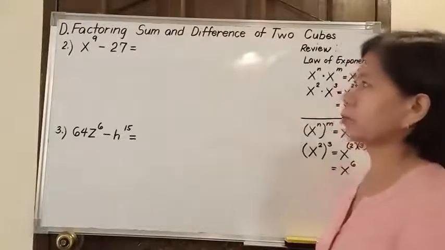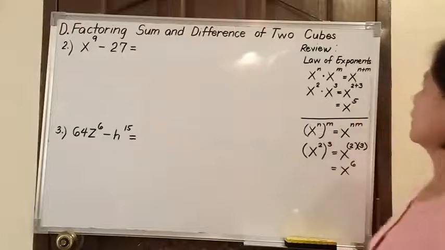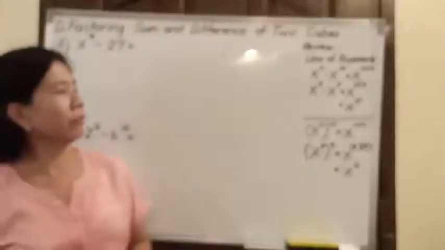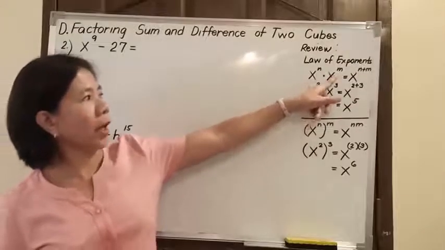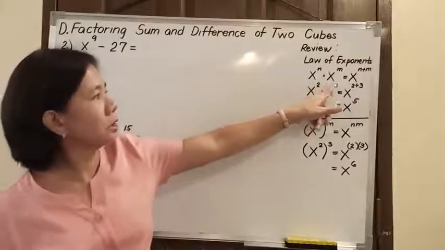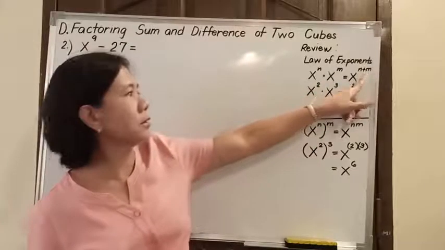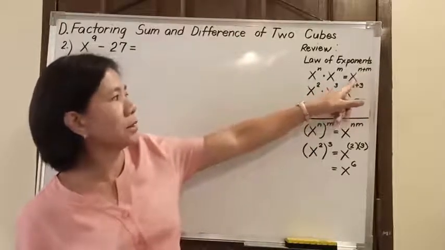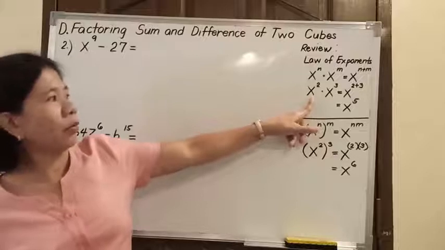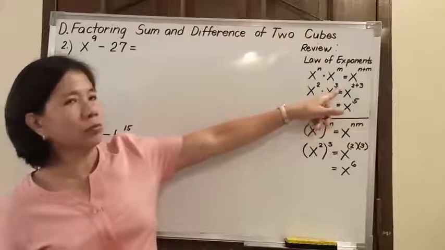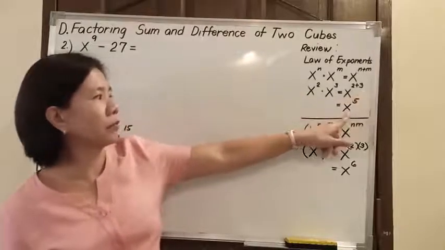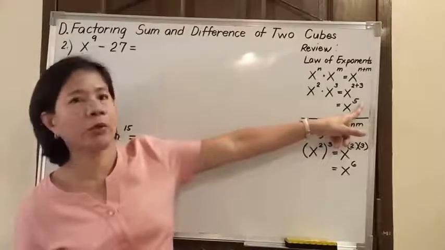Before we answer examples 2 and 3, let us first review the law of exponents. Some of the laws of exponents: we have x raised to n times x raised to m. Here we have a common base, that is x. You simply add their exponents to get the product, that is, retain the common base x raised to n plus m. Example, x squared times x cubed. The product should be x raised to 2 plus 3 for the exponent. Therefore, we have x raised to the fifth power.